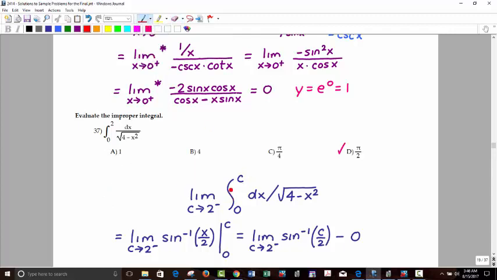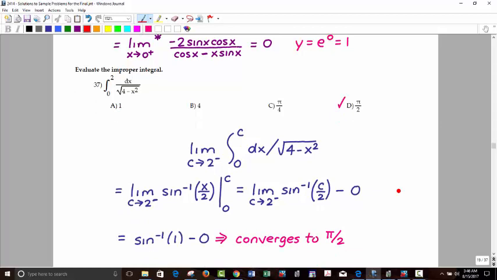So we evaluate this from c to 0, and that's a pretty easy integral. It's just straight up arc sine of u over a. So it's arc sine of x over 2. Of course, square root of 4 is 2 there, not this 2, it's the square root of 4. Put in c, put in 0.